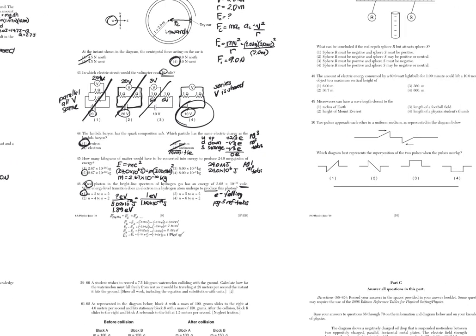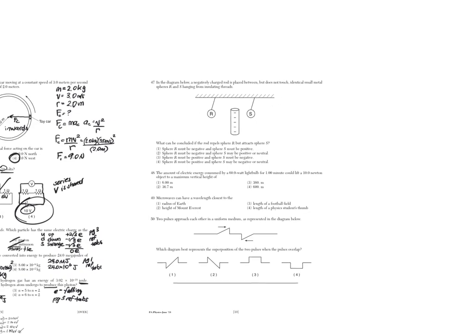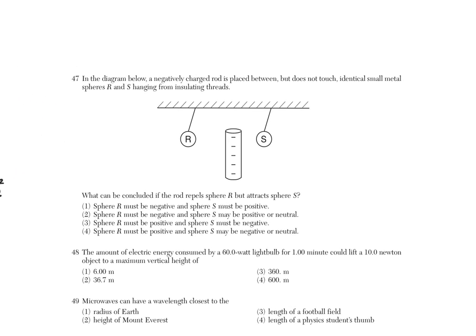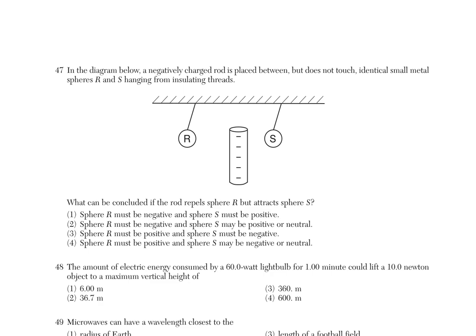All right, so let's move on to number 47, and this is the last page with multiple choice on it. So we have 2 spheres, and there's a negative rod in the middle. It says a negatively charged rod is placed between identical small metal spheres R and S hanging from insulating threads. And then I can see that R is tilting away, so there's a repelling force on R. And so if the rod is negative and R is repelled, R must be negative.